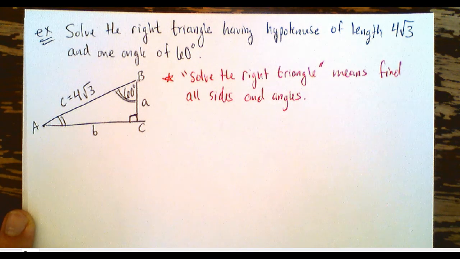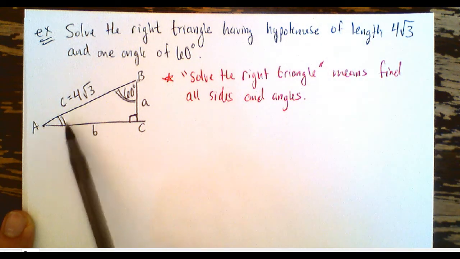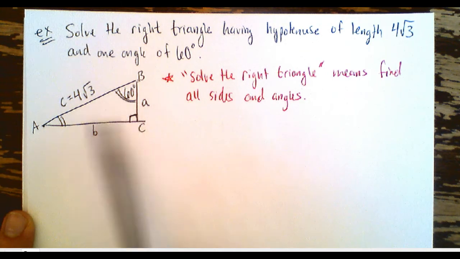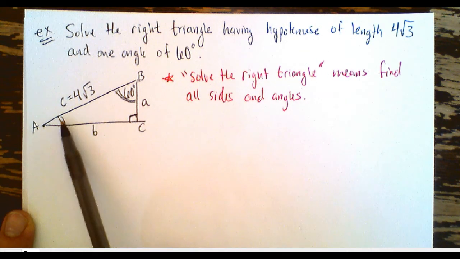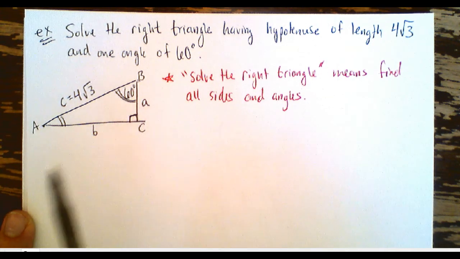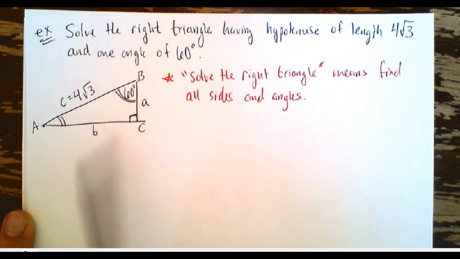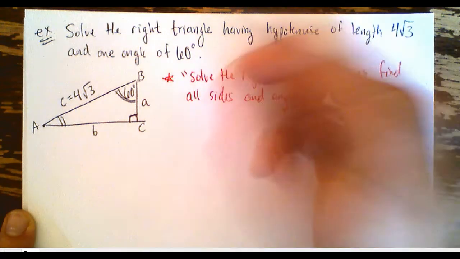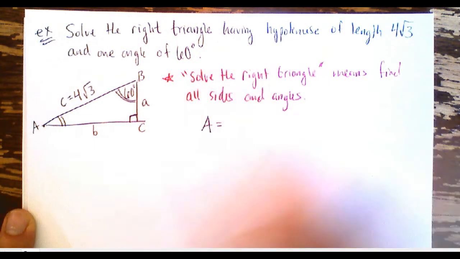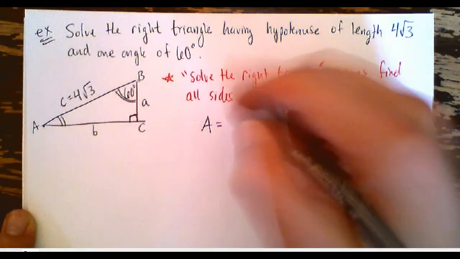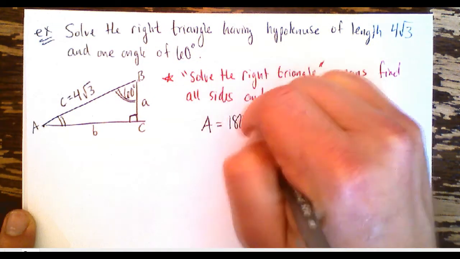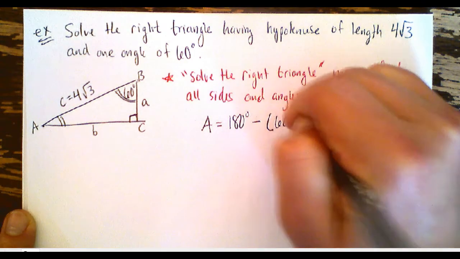Okay? So the angle A is easily found here, right? Because we know there's a relationship between the three angles inside of the triangle, and that is that angle A plus angle B plus angle C must be equal to 180 degrees, right? So angle A is equal to 180, take away the sum of these two angles. So 180 degrees minus 60 degrees plus 90 degrees.